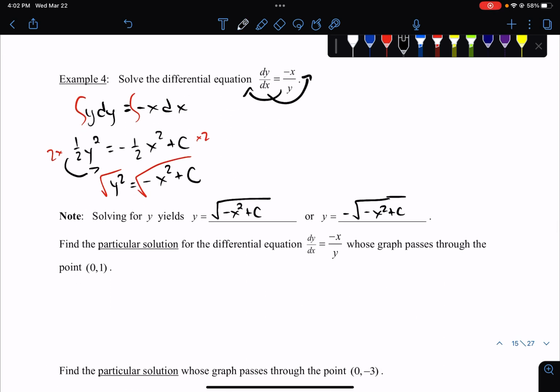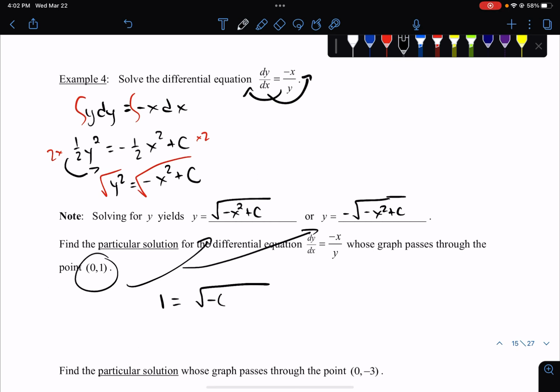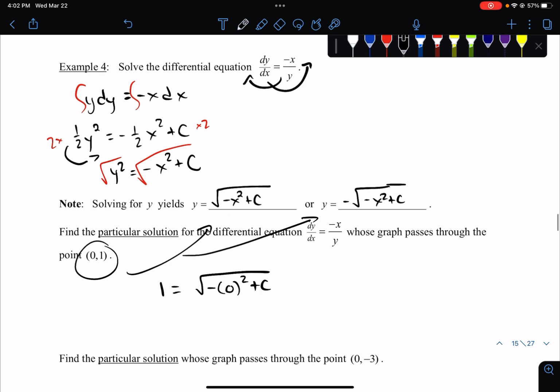This tells me to find the particular solution when the graph passes through 0, 1. So I want to take 0, 1 and plug it into one of these to get the appropriate answer. So y is going to be 1, and that's going to equal the square root of negative 0 squared plus c. Now I've got to decide, is it going to be a plus or a minus? Well, on the left-hand side I have a positive number, so the right-hand side should be positive, which means I want to get rid of that negative. So I'm going to use the positive version of this equation. 0 squared is 0. Negative 0 doesn't exist, it's just still 0. So 1 equals the square root of c.